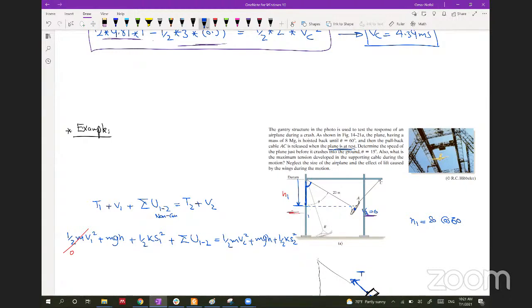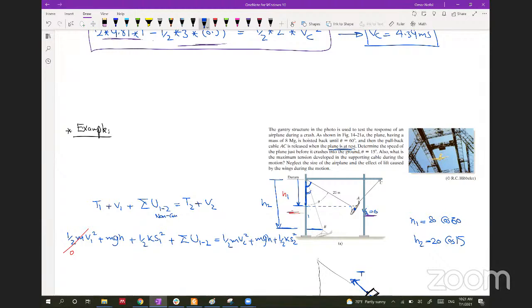And for the second one here, theta will be 15, and this will be H2. So H2 will be equal to 20, not cosine 60, it will be cosine 15, which is the small angle, this one. So we got H1 and H2.